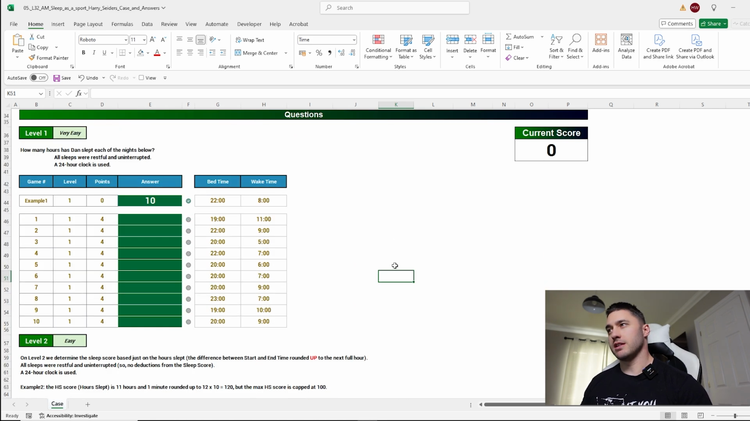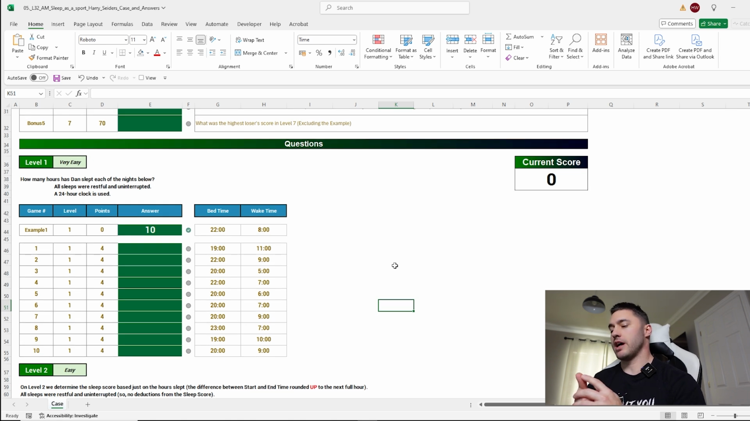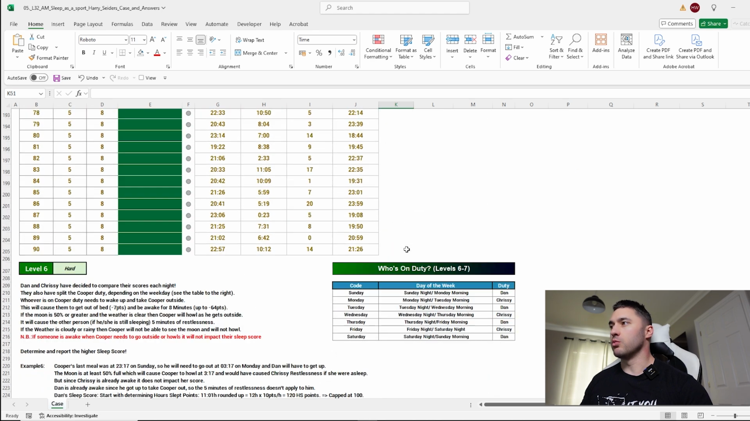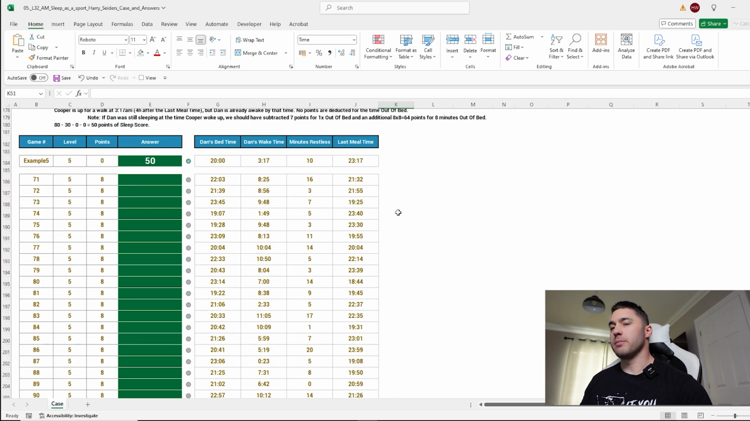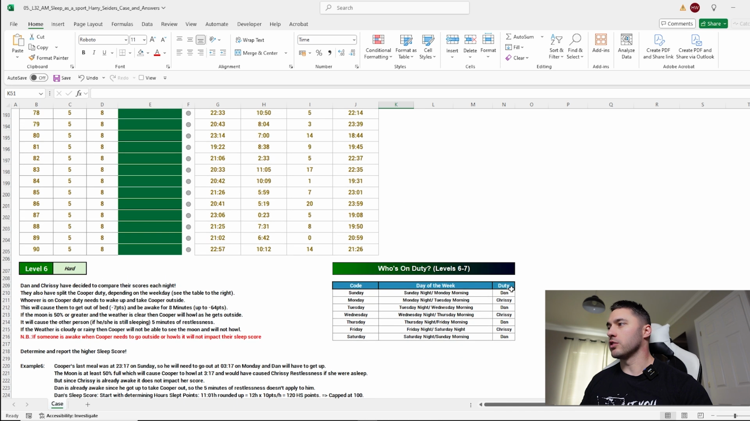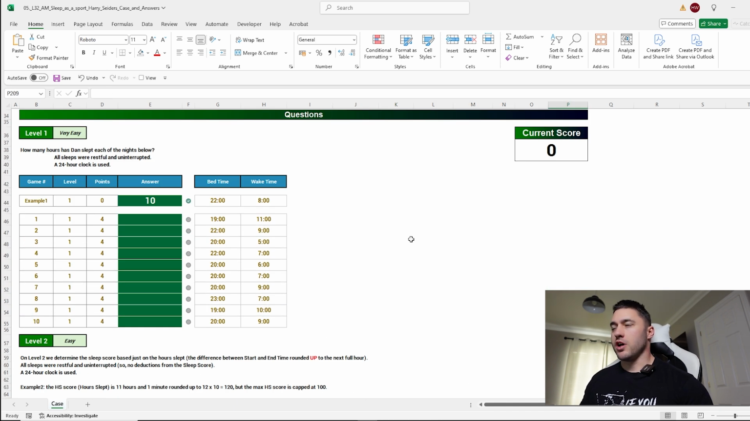The premise of the case is calculating sleep scores, which are based on how many hours you sleep for, how many times you get out of bed, total minutes out of bed, and how many minutes of restlessness you get. Calculating that's fairly straightforward when you know how time formats work, but then the added complication is that you have to take the dog for a walk and calculate how many minutes out of bed and so on for walking the dog, and various people are on dog duty each night. So let's just do a little intro on time formats.